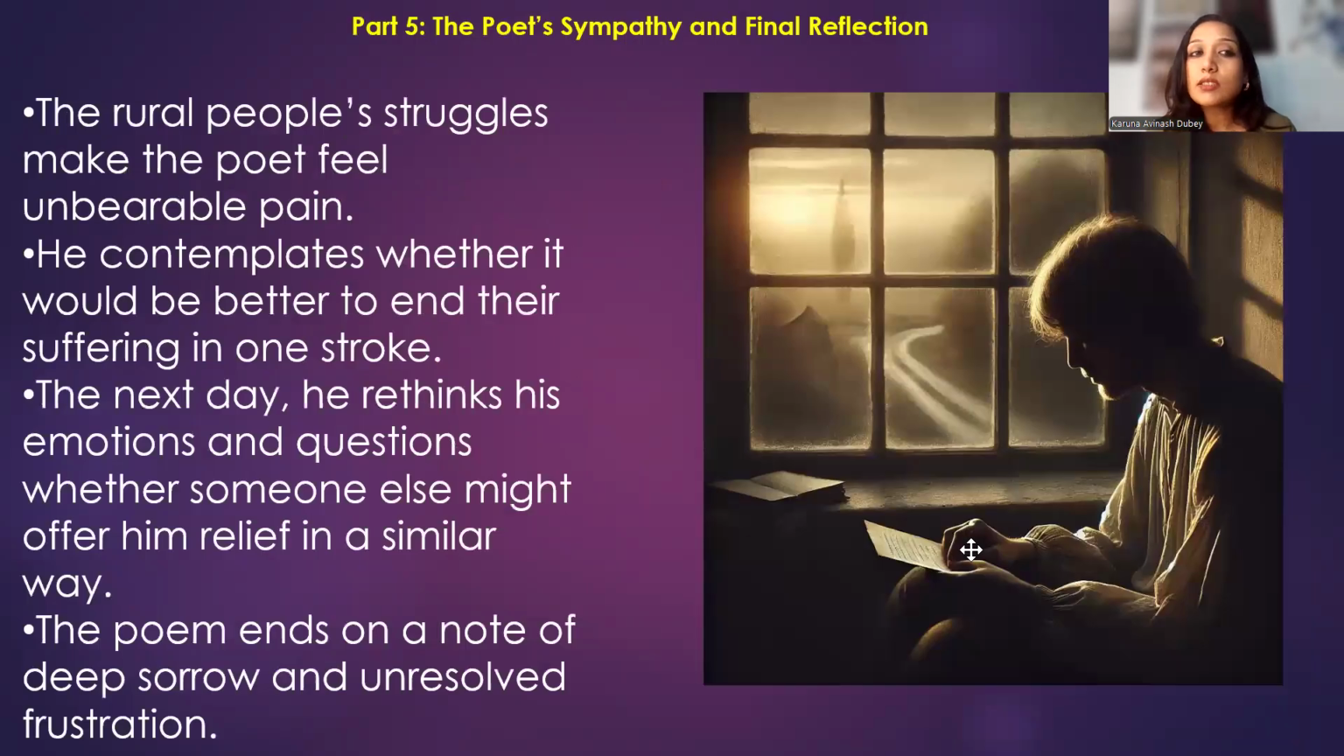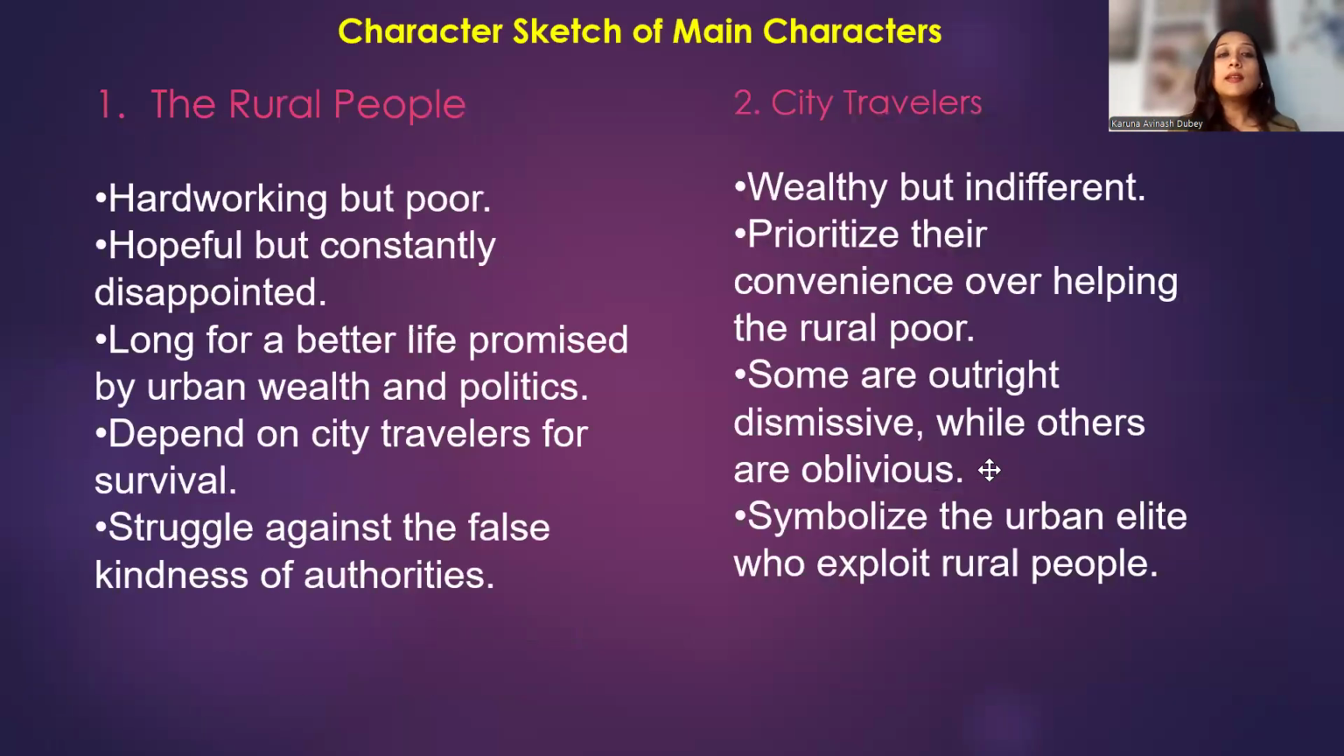The rural people's struggles make the poet feel unbearable pain. He contemplates whether it would be better to end their suffering in one stroke. The next day he realizes that's not a logical solution. So he wants somebody to come and end his sorrow. The poem ends on a note of deep sorrow and unresolved frustration. Note the tone is pessimistic, sad, not hopeful, a hopeless tone. Unresolved frustration means it has not been resolved, but the poet wants a solution.